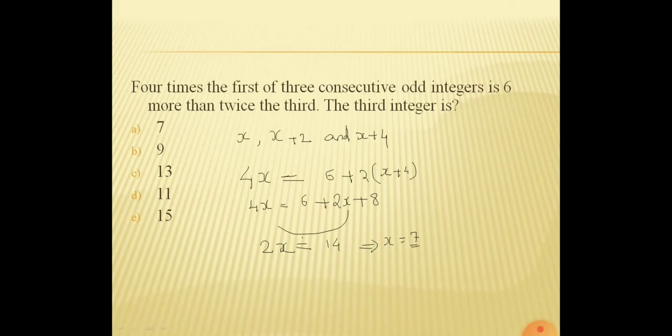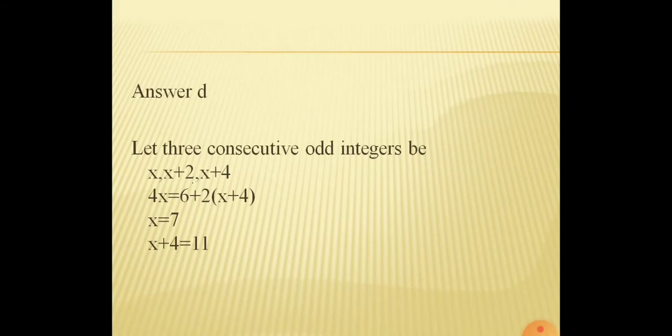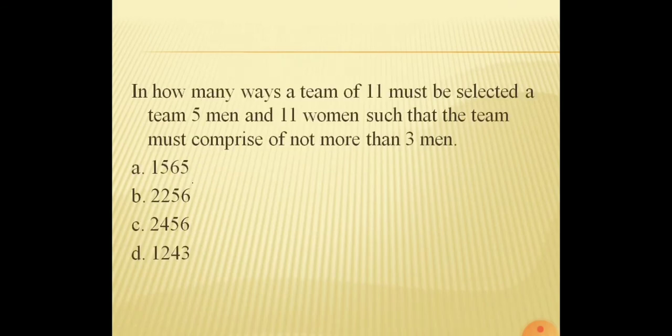Okay, so once we get the value of x as 7, we know that the third integer is x plus 4. Third integer is x plus 4, that is equal to 7 plus 4, is equal to 11. Yes, so the answer is option D, 11. The third integer is 11. Yes. Next question.